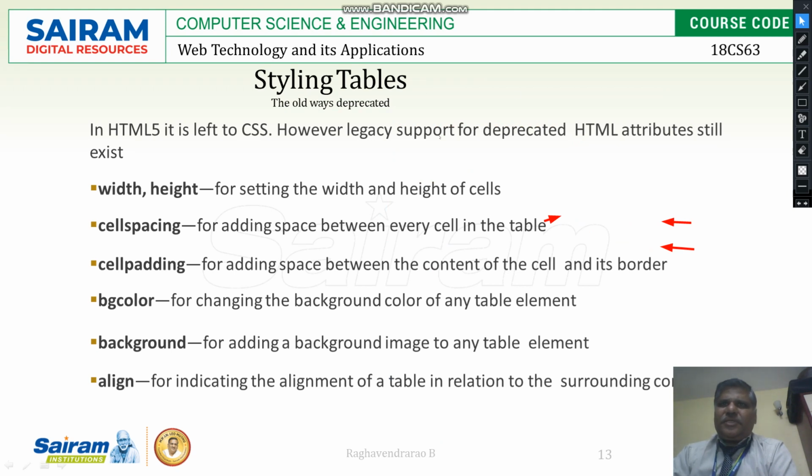So some styling tables are going to be there. Now, styling the tables: how are the tables going to be styled? So these table attributes are going to be there. Width and height are used for the cells. Then cell spacing, in between the cells, how the spacing is provided. Cell padding is between the border and the cells. BG color, the background color of the cell or table we can say. Then the background image, that also you can change.